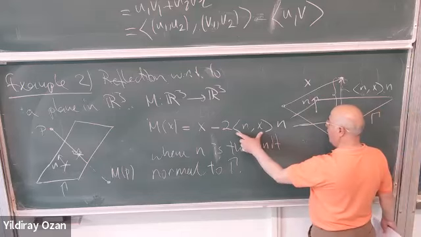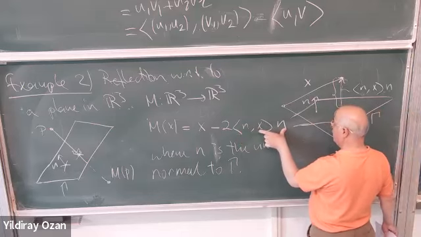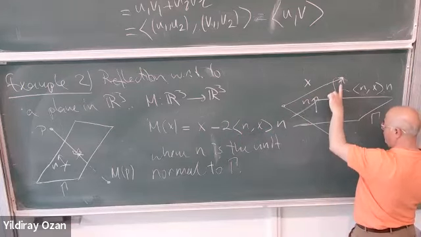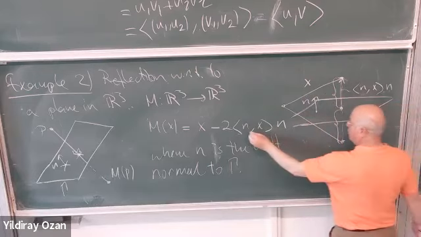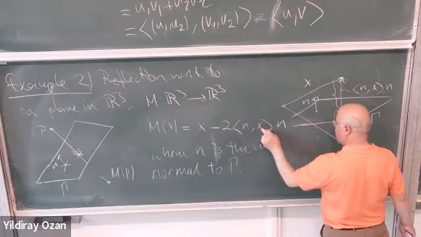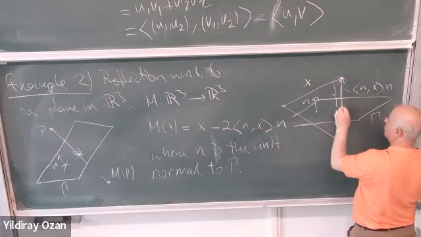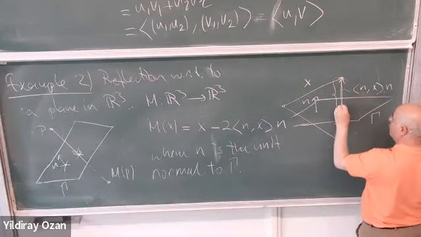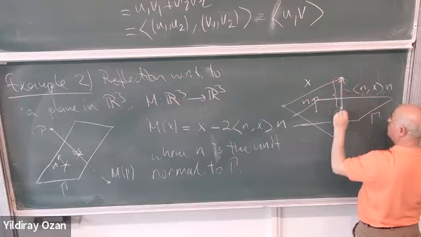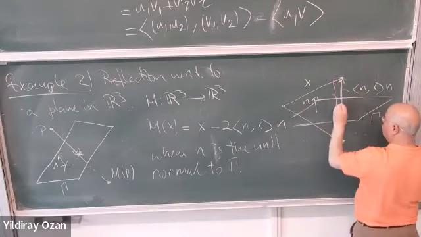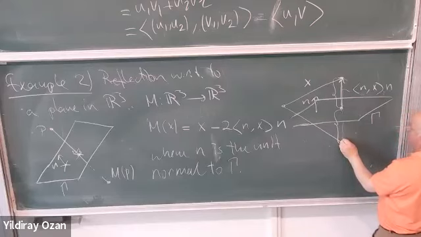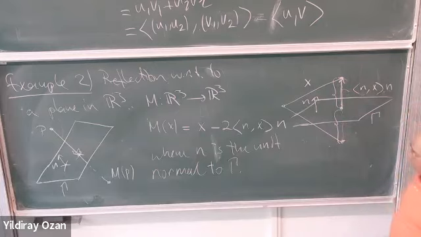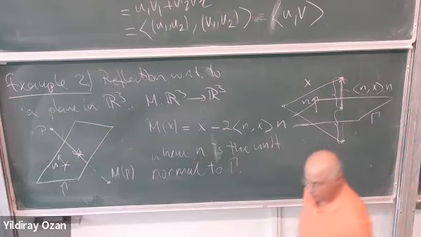N dot x times n is this vector. Is this vector, and if you subtract from x 2 times this, then you will get the reflection of this point with respect to gamma. Does that make sense?